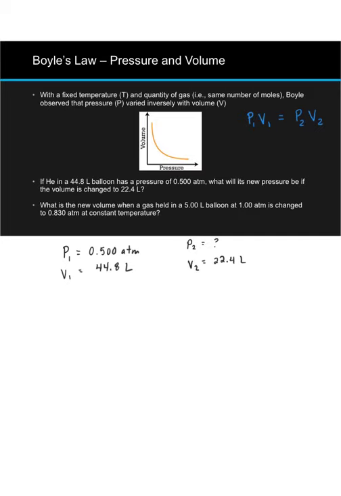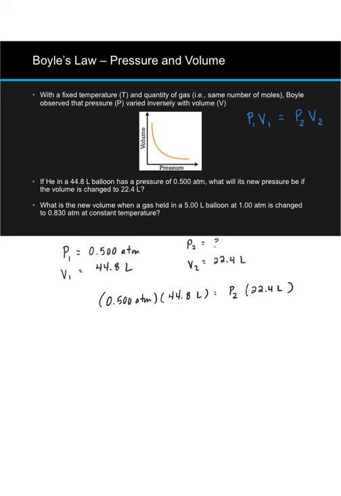Given these quantities, it looks like the only equation that we have available right now is the most applicable equation to solve this problem. Boyle's law, P1 V1 equals P2 V2. We've got a P1, 0.5 atmospheres. We've got a V1, 44.8 liters. We've got a P2 that's unknown, and a V2 of 22.4 liters.